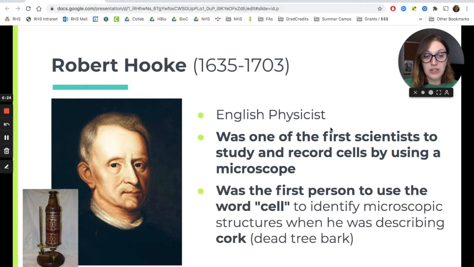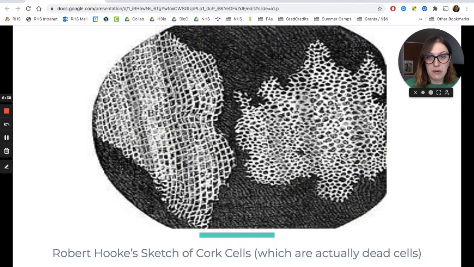And he was the first person to use the word cell, because when he was looking at the plant cell, so he took samples of cork. Cork you might think of as being like that spongy material. It is actually dead plant cells. And so when he took tiny little thin layers of plant cork cells and looked at them under the microscope, he noticed these little boxy structures.